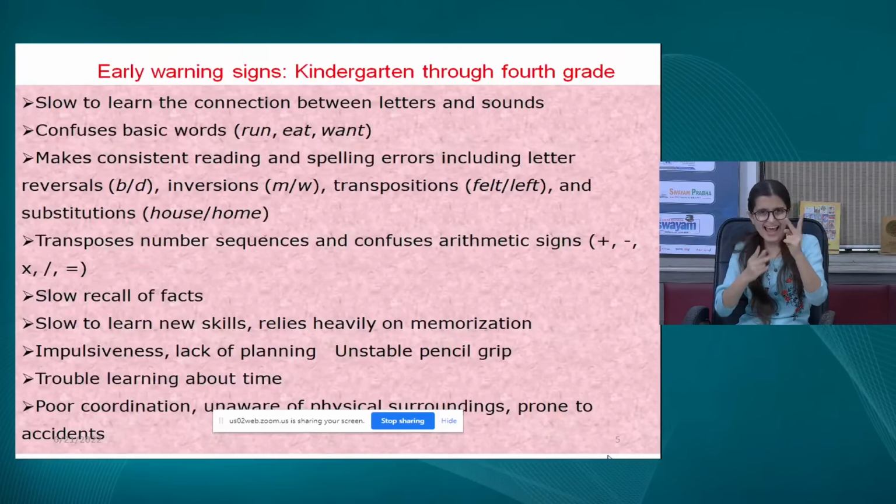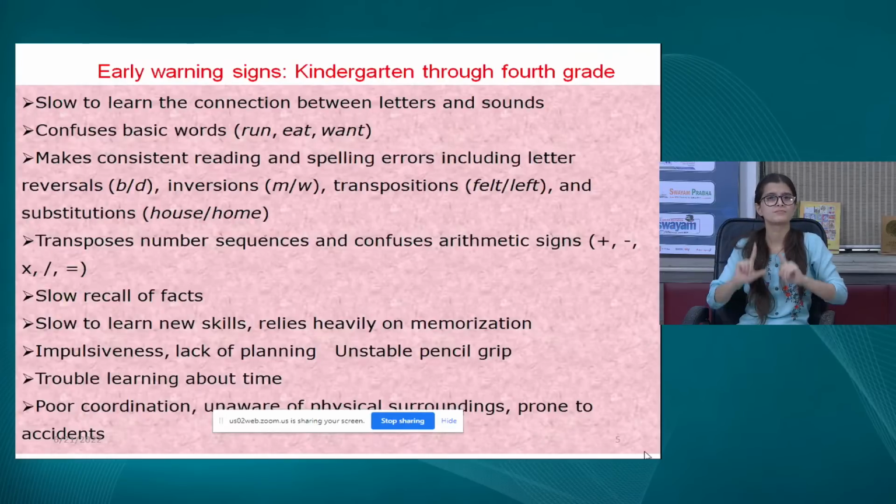And sometimes transposition, that means the position of the letters in a word will be changed, so that felt will be read as left or no as on. Like that, sometimes there will be substitution. They know the word, for example, house, but they will just decipher the meaning and say home. So like that, even when it comes to mathematics, they have some simple difficulty. Recall is very slow in them. And also learning new skills takes more time, especially those which depend on more memorization.